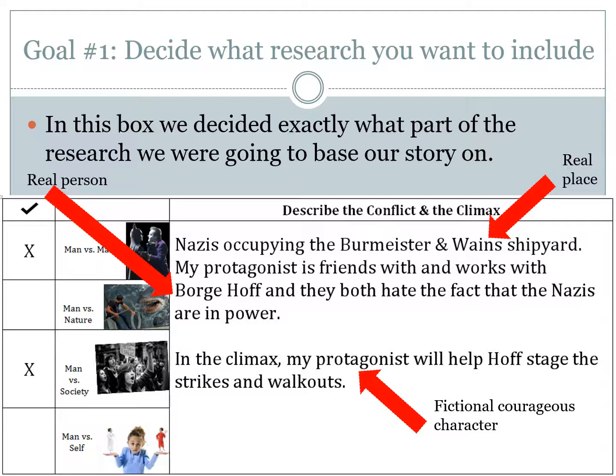Remember, the protagonist is the main character. The character you create is going to be in the story the most. Borg Hoff will only be mentioned a few times.